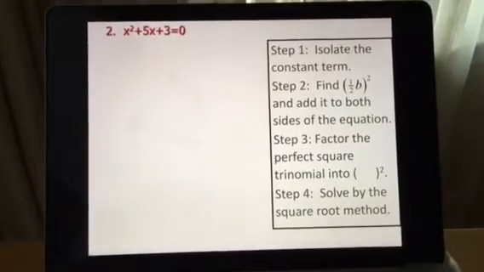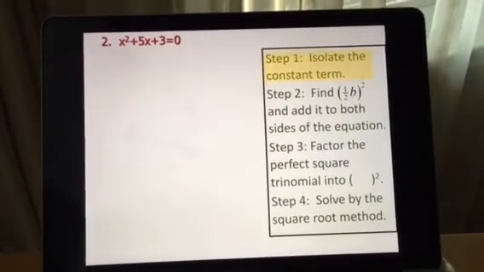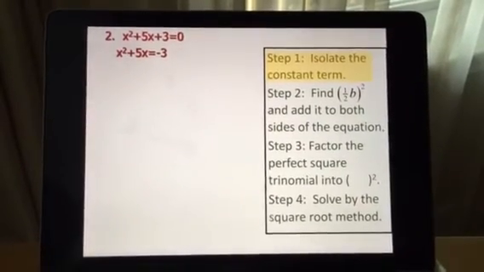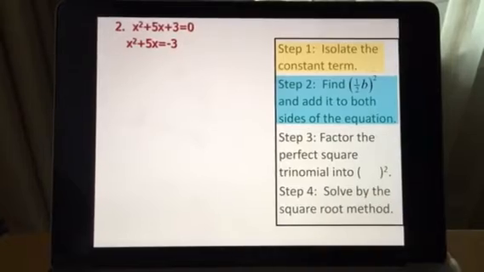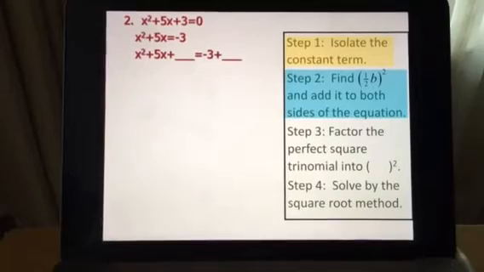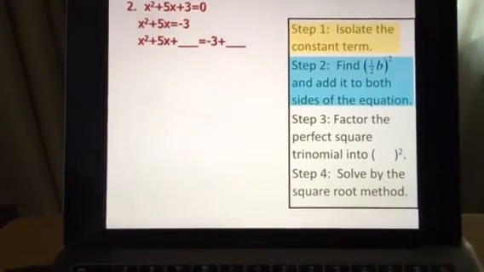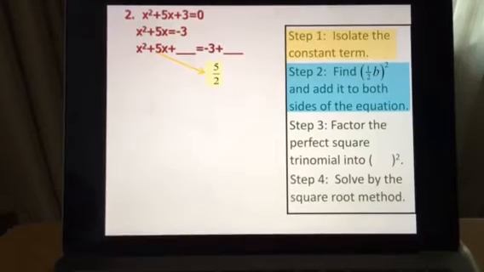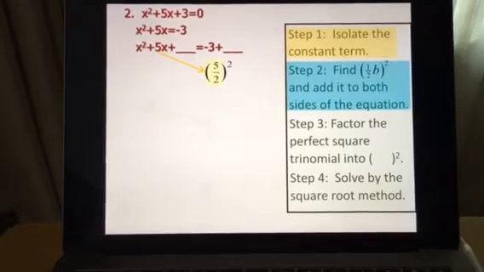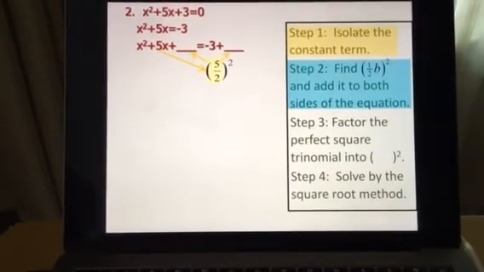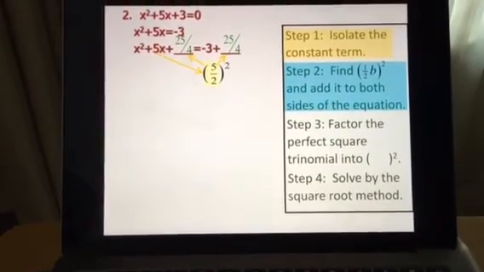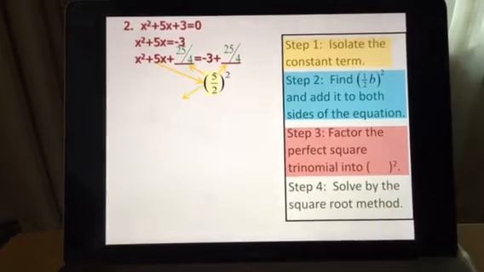Let's do the next one. x squared plus 5x plus 3 is equal to 0. Move the constant term to the other side by subtracting 3 on each side, and we get x squared plus 5x is equal to negative 3. Let's go ahead and try to create the perfect square. We're going to take half of our linear term, so that's 5 over 2. And we're going to square that for 25 over 4 on each side.